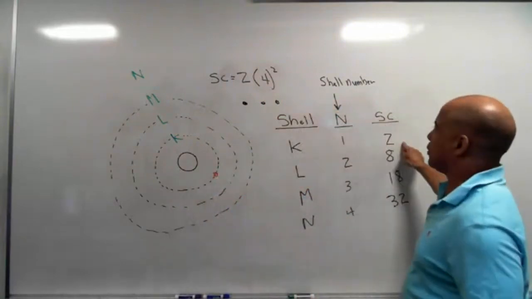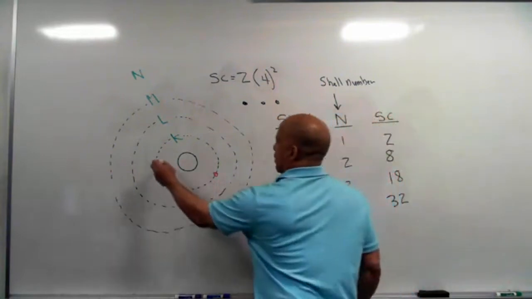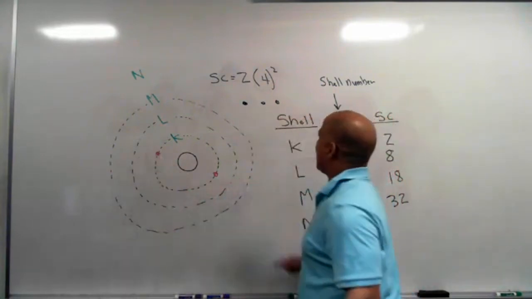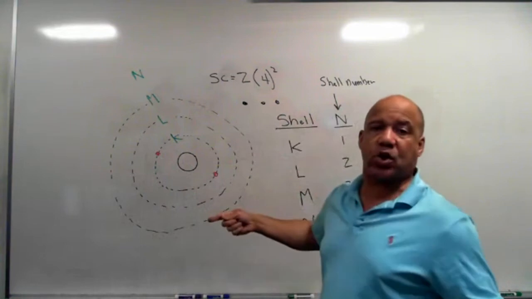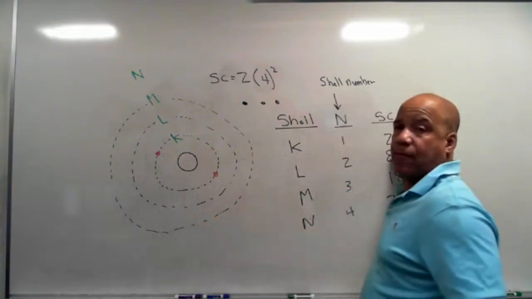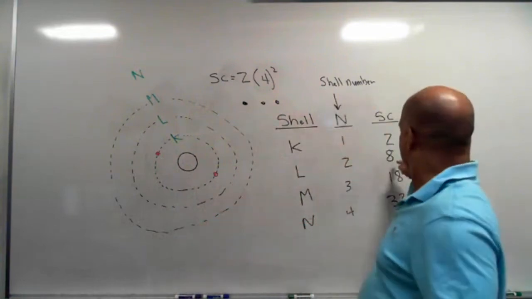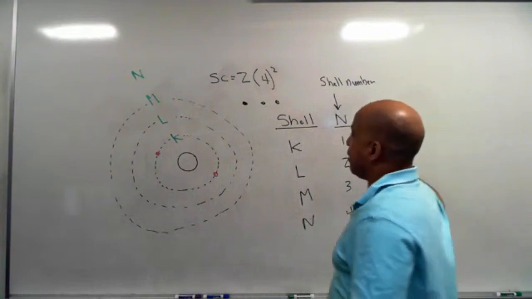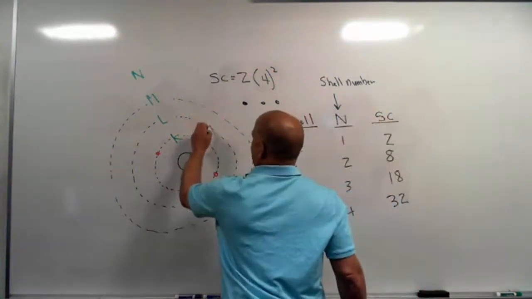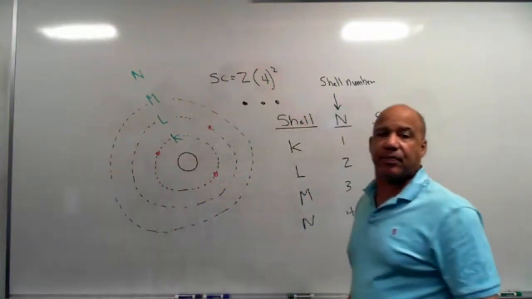Well, K can hold 2, so that next one can go in the K shell. But once I put that second one in the K shell, now the K shell is full, because it can only hold 2. So that third one I want to place is going to go in the L shell. It's out here somewhere in the L. And now I have all my electrons placed.